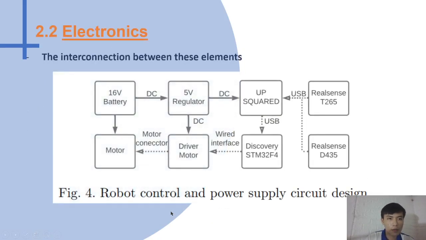The second is electronics, the interconnection between the elements. In figure 4, this is the actuator, which includes the battery, regulator, motor, and motor driver. This is the processing, which includes an Up Squared and an STM32 F4, and this is a tracking camera, and this is a depth camera.